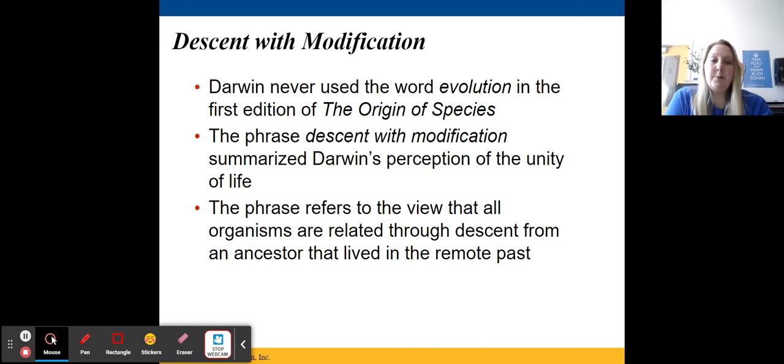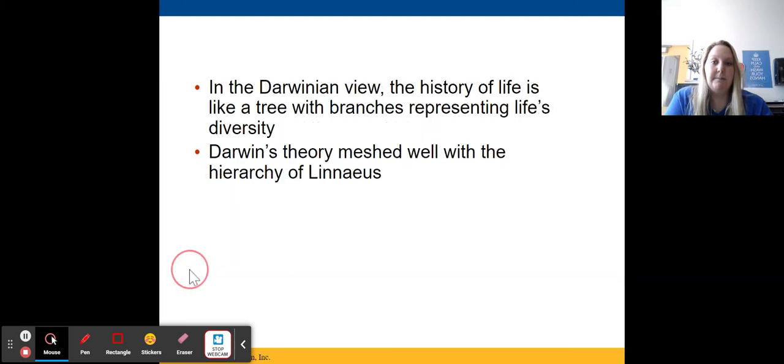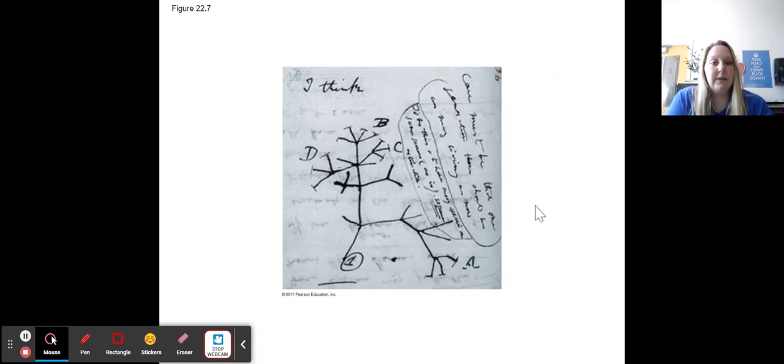This summarized his perception on the unity of life, and he did this because he knew the negative connotation around the word evolution. The phrase refers to the view that organisms are related through descent from an ancestor that lived in a remote past. In Darwin's view, the history of life is like a tree with branches that represent the diversity of life. And this theory meshed with the hierarchy created by Linnaeus. And this is what he used.